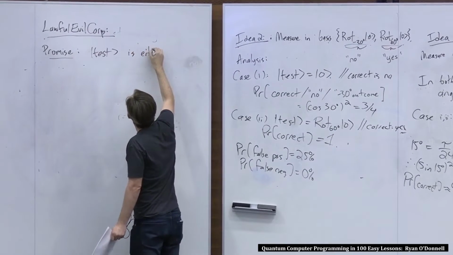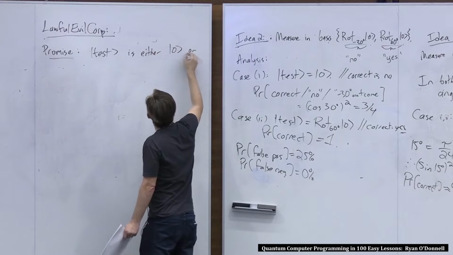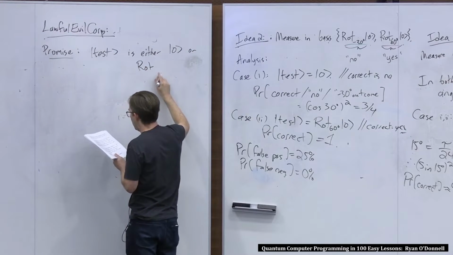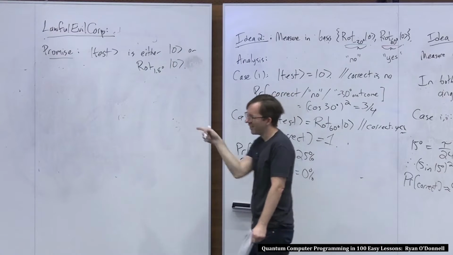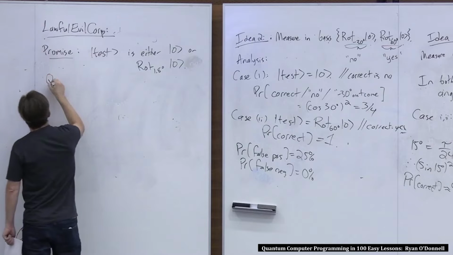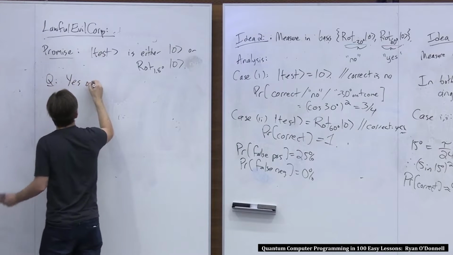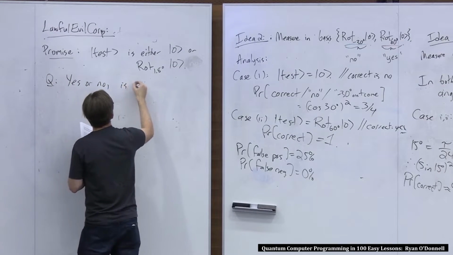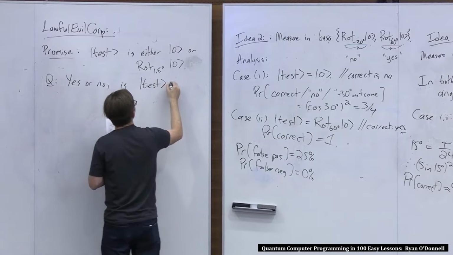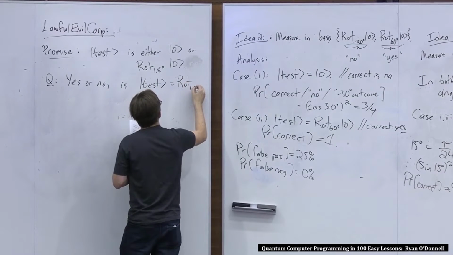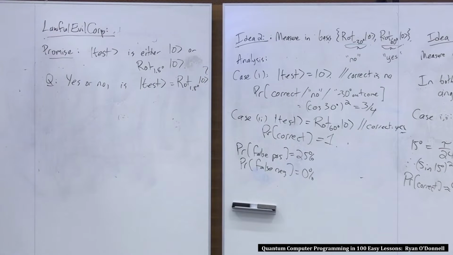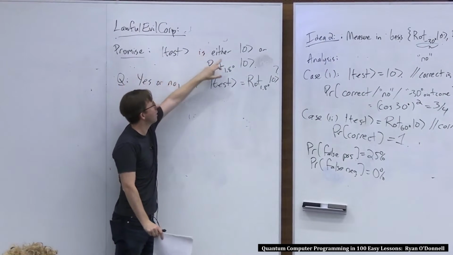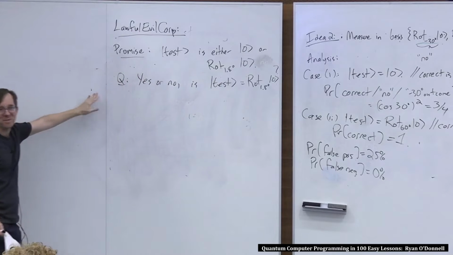It's either ket 0 or it's ket 0 rotated by 1.8 degrees. And the question is yes or no: is the test the 1.8 degrees thing? I call them Lawful Evil Corp because they're lawful in the sense that you believe this promise is valid. Like you believe that they've genuinely set it up to be this one or this one. That's evil because this is a very hard test.